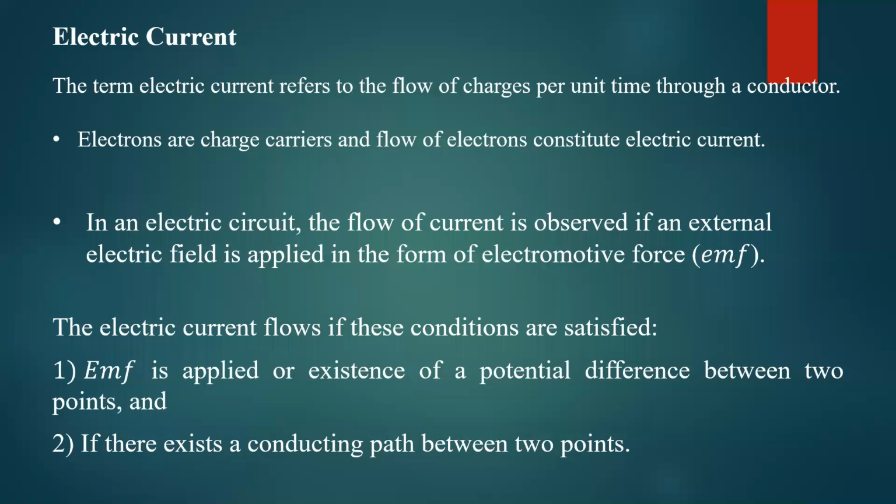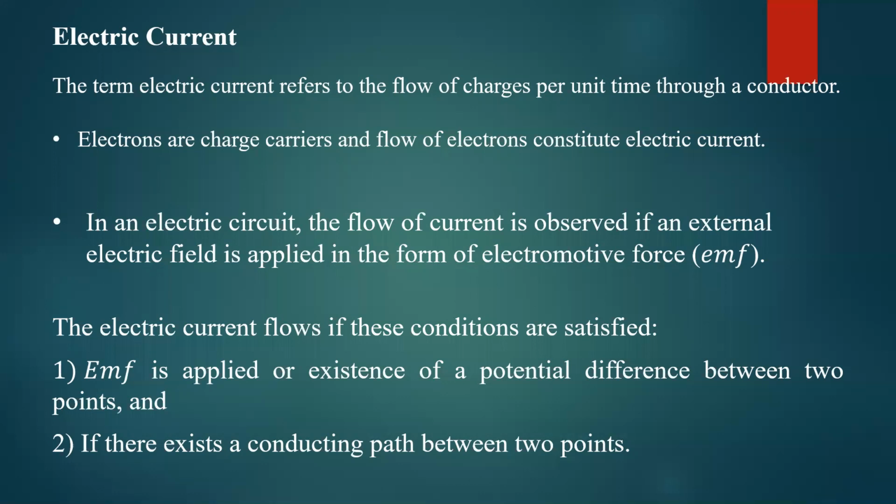Just remember, potential difference means there are different potentials at 2 points. One is at positive potential, another is at negative potential. That condition is required. What is the second point needed? If there exists a conducting path between the 2 points, the electric current will flow. Two conditions are a must. In order to observe electric current, first there should be a potential difference: one point at higher potential and another at lower potential. Second, these 2 points should be connected by means of a conducting path. A conducting path is necessary.